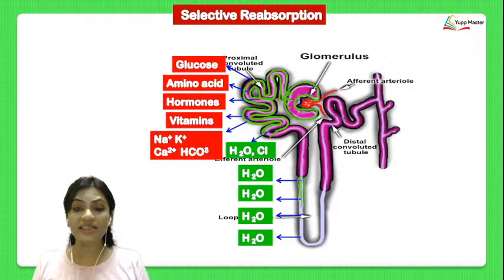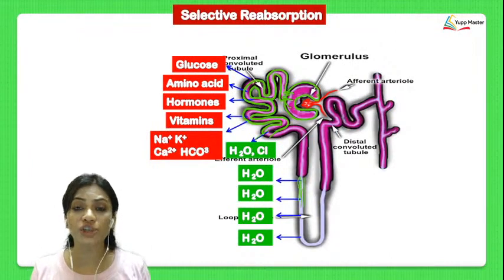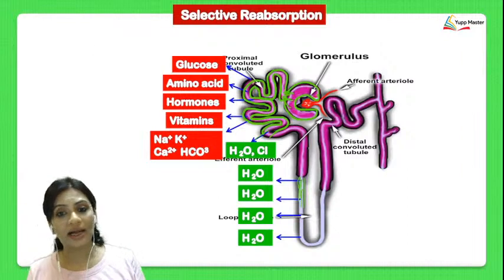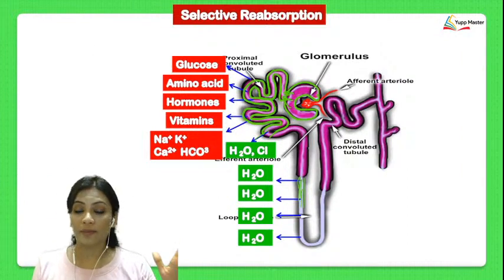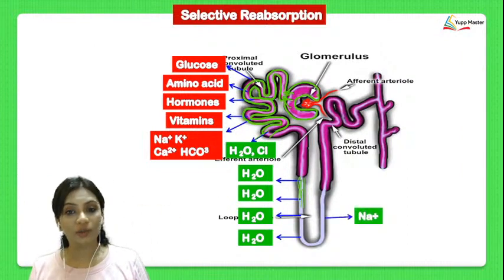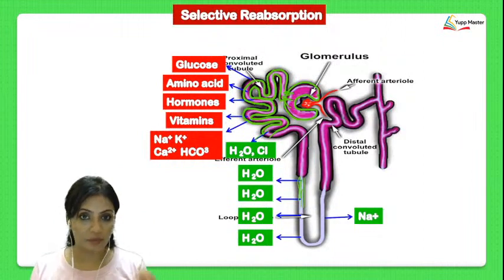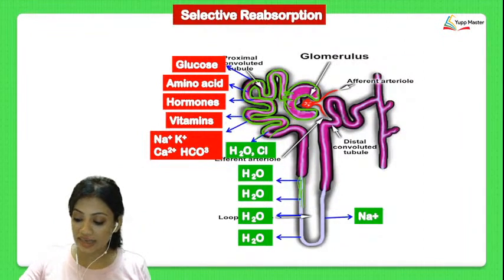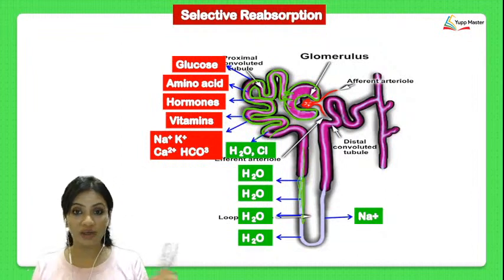So, those flat cells are going to be enabling diffusion to happen. And what will be coming out? Water will come out from the descending limb. Salt will come out from the ascending limb. Remember, this is a very important part: in the descending limb of the loop of Henle, what comes out?